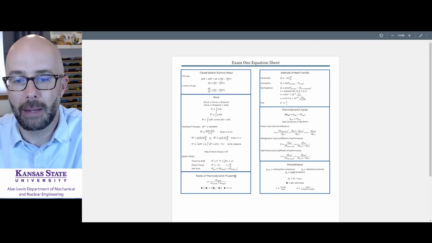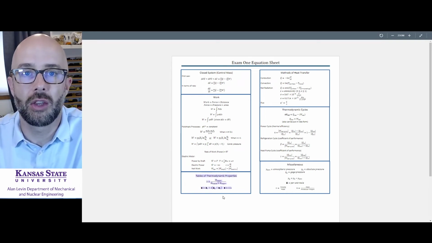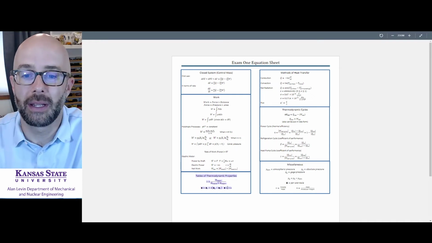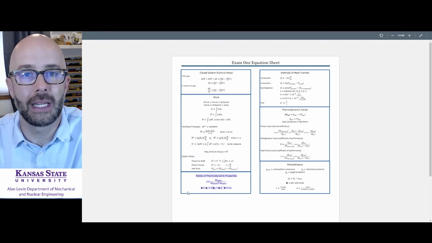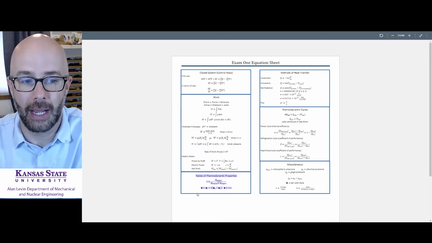Now these tables of thermodynamic properties, I left it on here, but you don't need it. You're not going to be using that material. That's what was traditionally on my exam ones, but you're not going to be using this on any of your exam problems on Monday night.